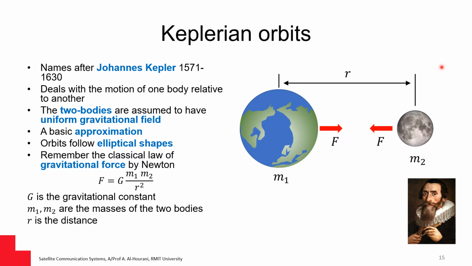Keplerian orbit is a simple method to describe the rotation of a celestial body, in our case, the satellite. They are referenced to Johannes Kepler and can be derived based on Newton's classical law of gravitational force, which you have from high school. The force acting between two masses m1 and m2 is proportional to the masses and inversely proportional to the square of the distance between the two masses.